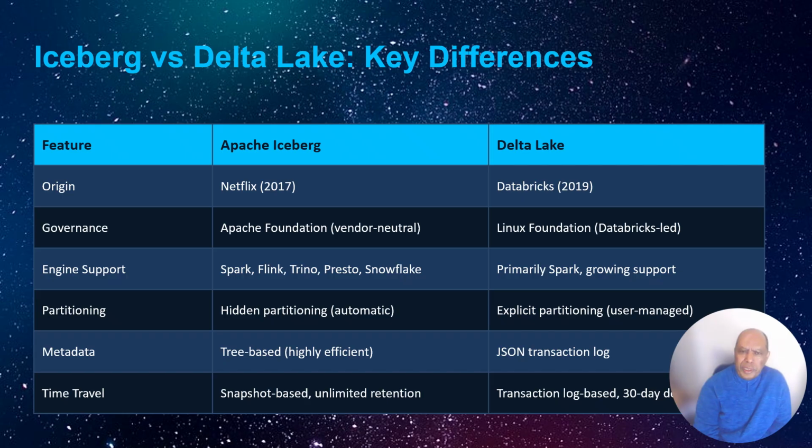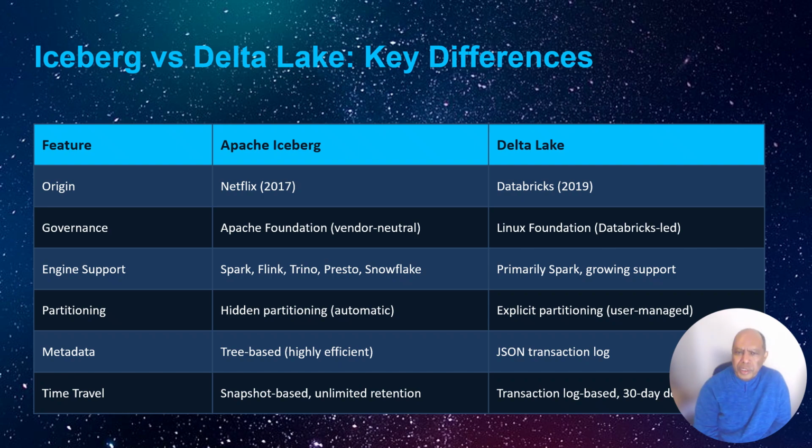And then you have the metadata structure. This is a crucial technical difference. Iceberg has a tree-based, highly efficient structure, while Delta Lake has a JSON transaction log. And then you have time travel. Both support time travel, but differently. Iceberg uses snapshot-based time travel with unlimited retention. You control how long to keep a snapshot. Delta Lake, on the other hand, uses transaction log-based time travel with a default 30-day retention, though this is configurable.